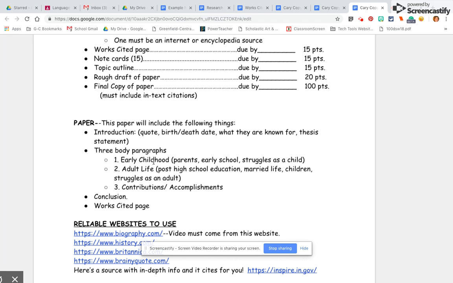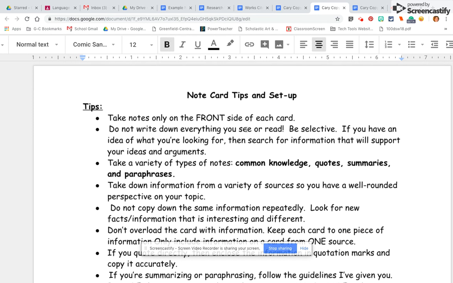So our first body paragraph is all about early childhood. Second is about adult life, and third is about your person's contributions and accomplishments, basically what made them a big deal. So we are splitting up our research, so we are only looking for one subtopic at a time. So for our first note cards, we were only looking for things about the early childhood. So anything related to your person could be parents, early school, struggles, anything that has to do with before they graduated high school.